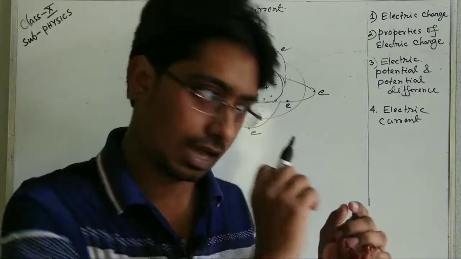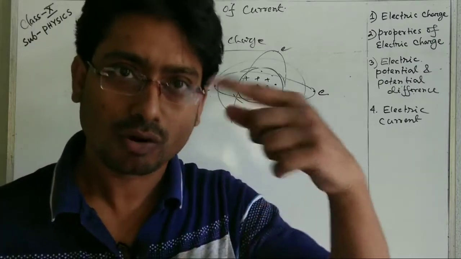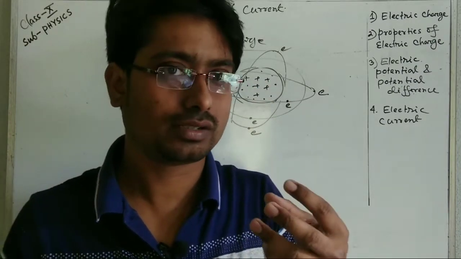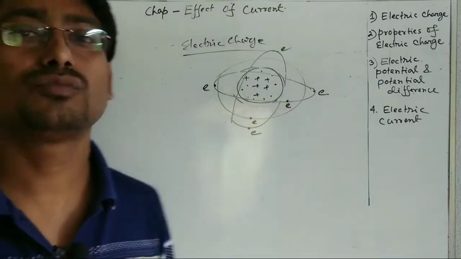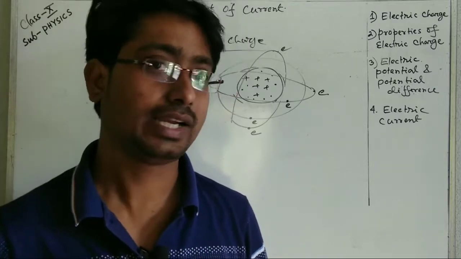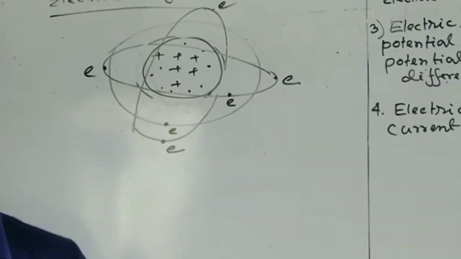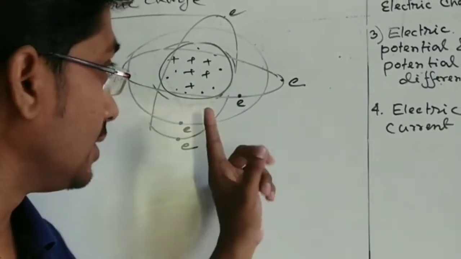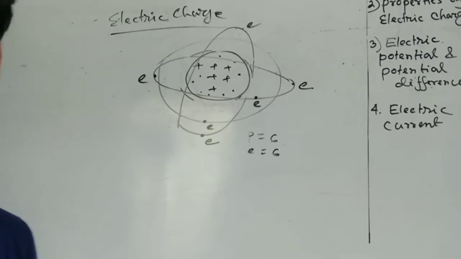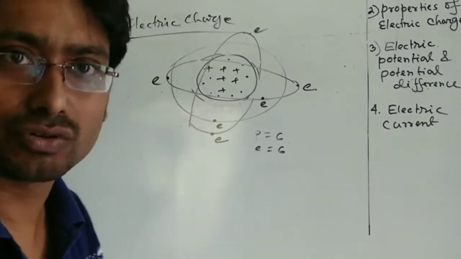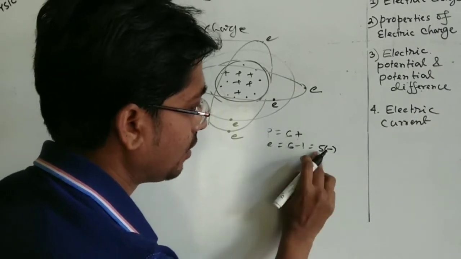If you rub one substance with another substance, then somehow the outermost electrons, which are revolving in the outermost orbit, where the attraction between the proton and the electron is light, can detach from the outermost orbit and go to the second substance. It depends on the pair of substances which will lose electrons and which will gain them. Suppose protons are 6 and electrons are 6. If one electron goes to the next substance, then 6 minus 1, it will be 5 electrons.